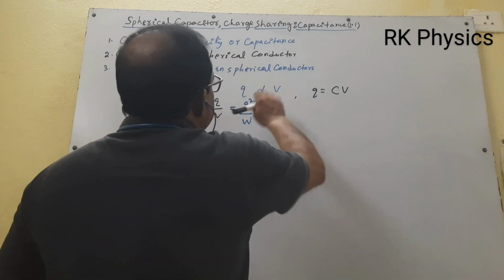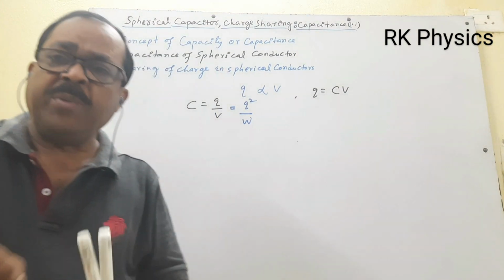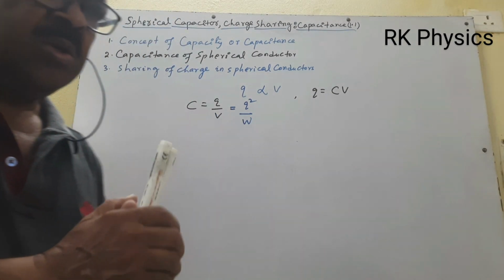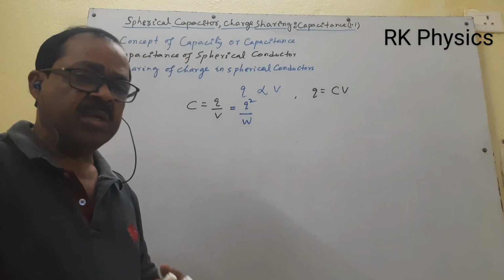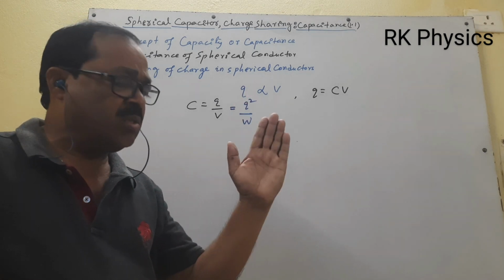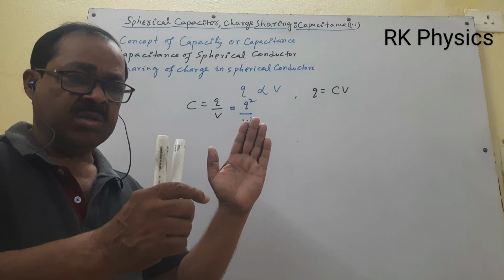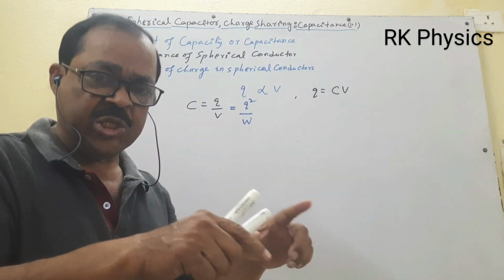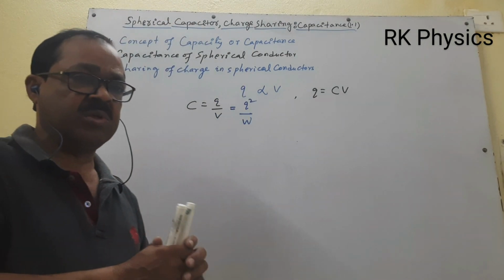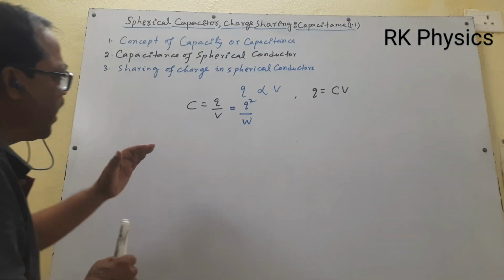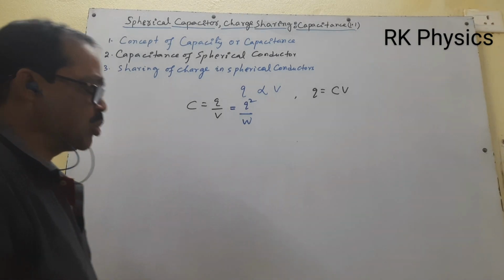So this is your concept of capacity, and any conductor capable of storing charge is in general called a capacitor. But the construction of a capacitor is generally something else: a charged plate is placed near an earthed plate. Then it is based upon the principle of electrostatic induction. So this type of arrangement is usually called a capacitor, but any conductor is capable of storing some charge. So this is the principle.